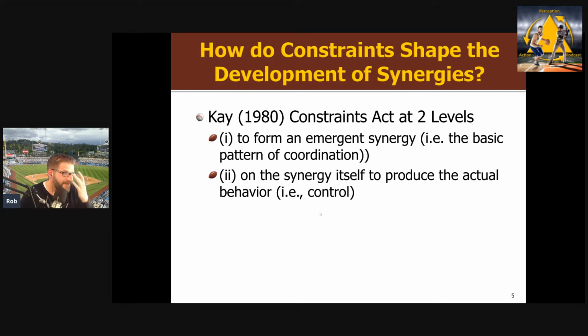So I like to think of this, I don't know if this is the way they would conceptualize it, but I like to think of this in terms of Newell's two levels of motor control. The first one is coordination, developing the basic pattern of movement, the basic synergy. The second one is control, actually specifying the values of the synergy to control the action, right? So constraints can work at two levels, forming the basic pattern of coordination, and then the actual specifics of the control.